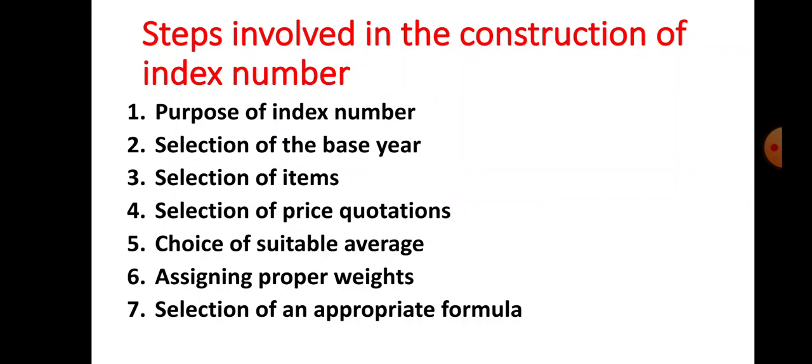Number 7 is selection of an appropriate formula. There are various formulae for the construction of index number like Laspeyres' index number, Paasche's index number, Fisher's index number, Bowley's index number, Marshall's index number, and so on. So no single formula is appropriate for all types of index number. Choice of formula depends upon the purpose and available data. So selection of an appropriate formula, that is also an important step involved in the construction of index number.